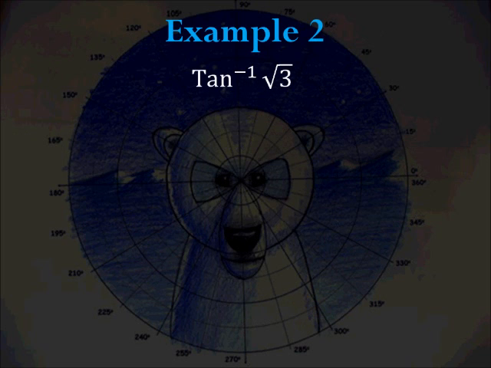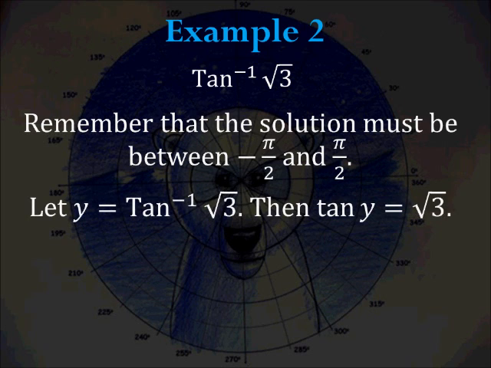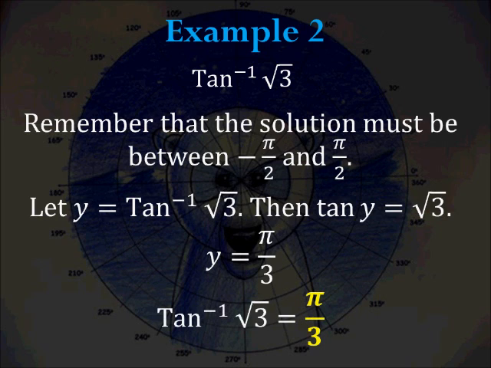Example 2, the inverse tangent of radical 3. Same deal. The solution here must be between negative pi over 2 and pi over 2. So we let y equal the inverse tangent of root 3 such that the tangent of y equals root 3. So what angle y does the tangent equal root 3? Well, between the first and fourth quadrant, the answer would be pi over 3. So the inverse tangent of radical 3 is pi over 3.